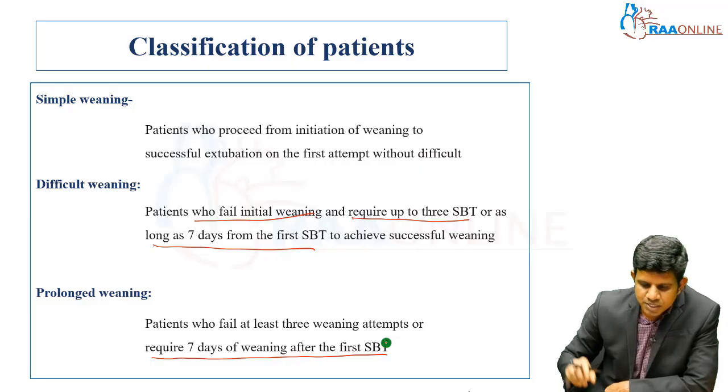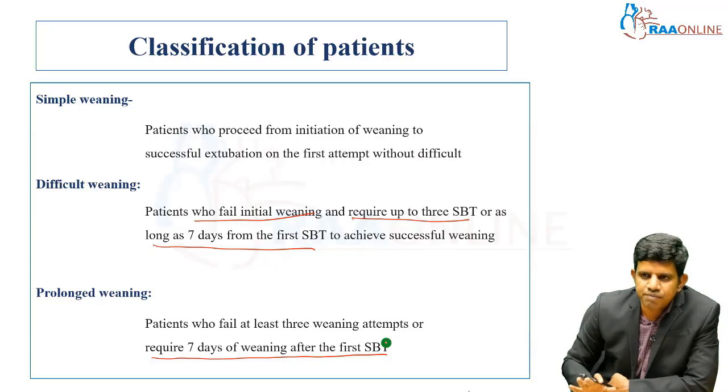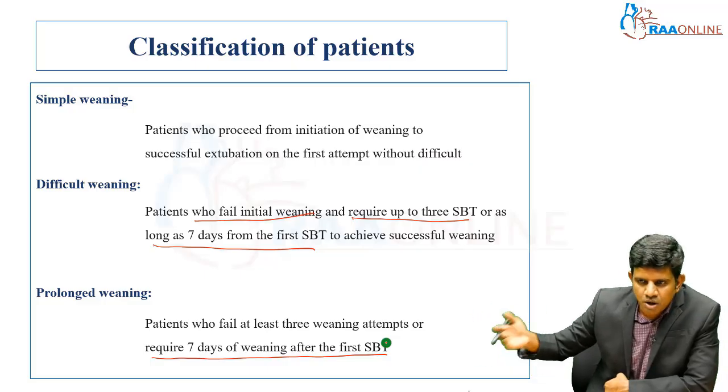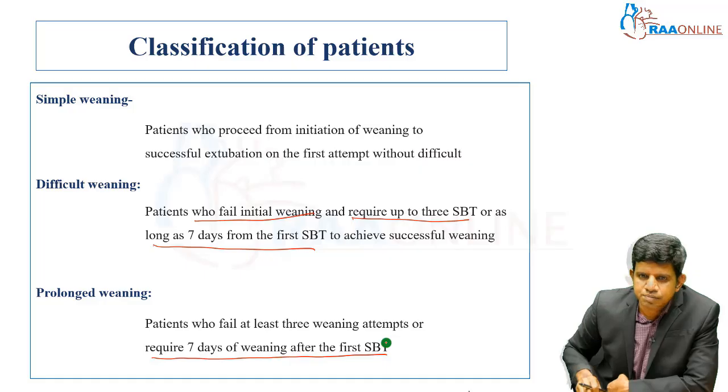Simple weaning means I put on an SBT, the patient tolerated it and was extubated. Difficult weaning: I attempted an SBT, the patient didn't tolerate it, and required up to 3 more SBTs, or was extubated within 7 days from the first SBT. It is called difficult weaning. Prolonged weaning is when the patient failed 3 SBTs or required mechanical ventilation for more than 7 days from the first SBT.